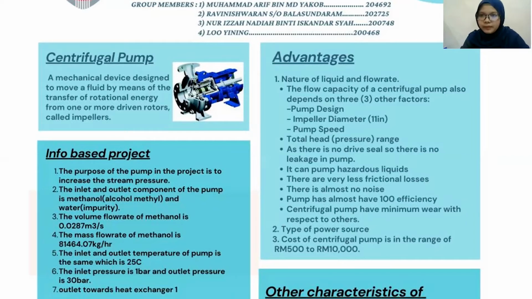Second, type of power sources. The type of power source used for centrifugal pump is induction motor. A squirrel cage induction motor is used in a water pump that comes with three-phase AC supply. Third, cost of centrifugal pump is in the range of 500 ringgit to 10,000 ringgit. So this price is considered reasonable since a centrifugal pump has high wear and tear resistance. In other words, it has a long lifespan.